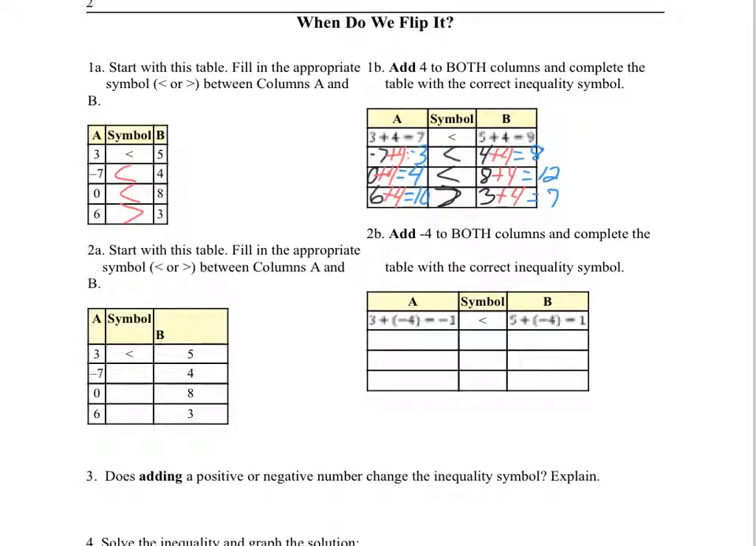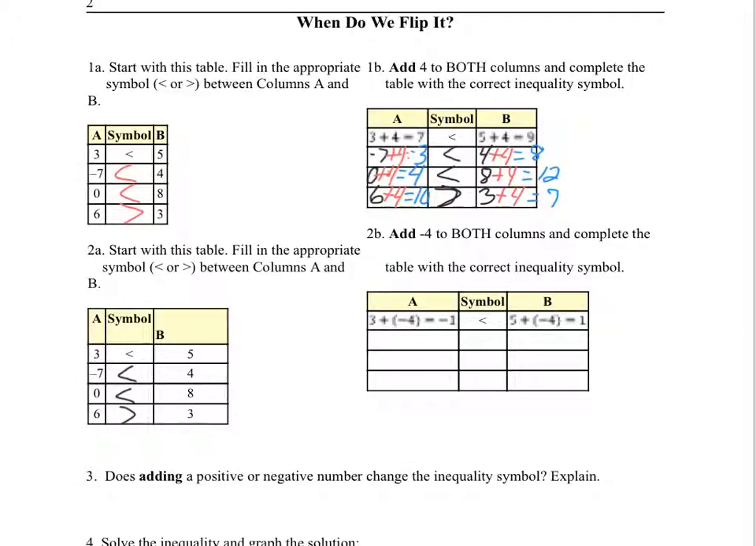Okay, so moving on to number 2. Start with this table and fill in the appropriate symbol between columns A and column B. Okay, so we're going to do that. The table actually stayed the same, so 3 is less than 5, -7 is less than 4, 0 is less than 8, and 6 is greater than 3. So this time we're going to add -4 to both columns and complete the table with the correct inequality symbol.